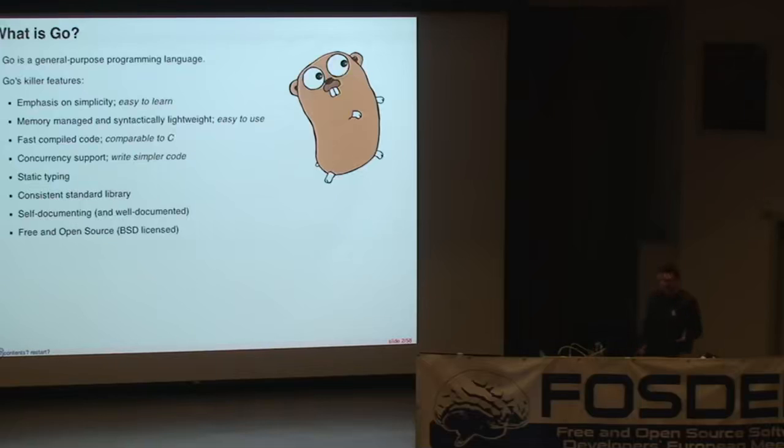So for those of you who don't know, Go is a general purpose programming language. We built it as a systems language when we first announced it, but it's turned out to be useful for a wide variety of things, not just systems programming.